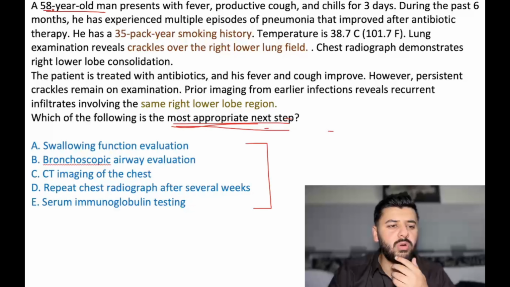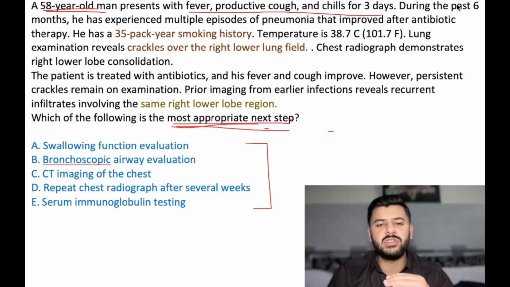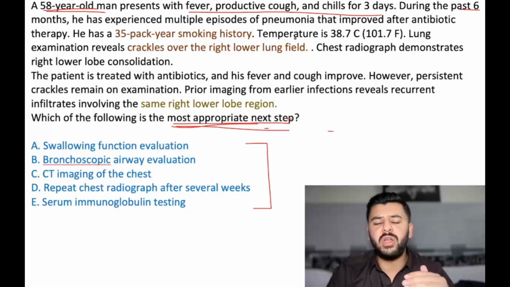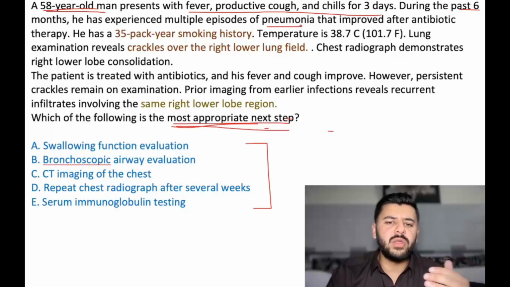A 58-year-old man presents with fever, productive cough, and chills for 3 days. So it is something which is acute. During the past 6 months, he has experienced multiple episodes of pneumonia that improved after antibiotic therapy. Okay, so whatever it is, it's improving after antibiotics, okay? And it is pneumonia, they told you.